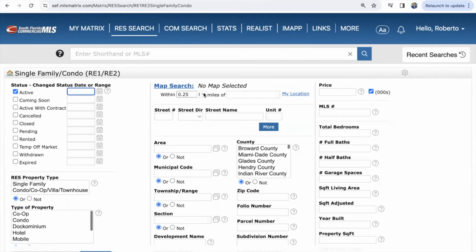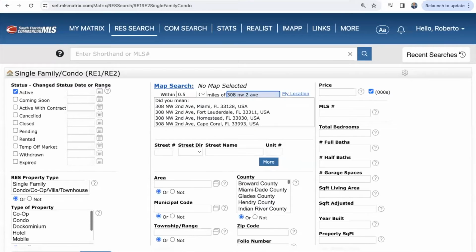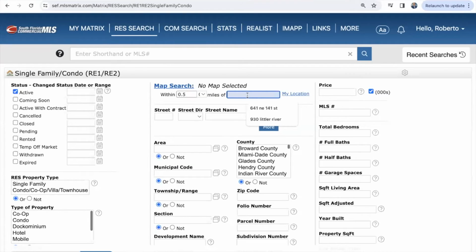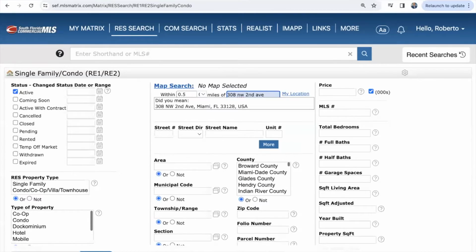We're gonna come here within half a mile, and we're gonna do 308 Northwest 2nd Avenue. Okay, and it's in Hallandale, right? Yes. All right, let's do this again. 308 Northwest 2nd Avenue. I put Hallandale because I know if you don't, yeah, there it is. That one. All right, so sometimes you have to enter the city. So there you go.